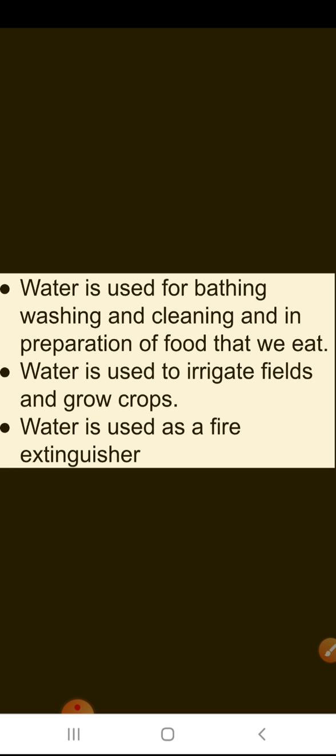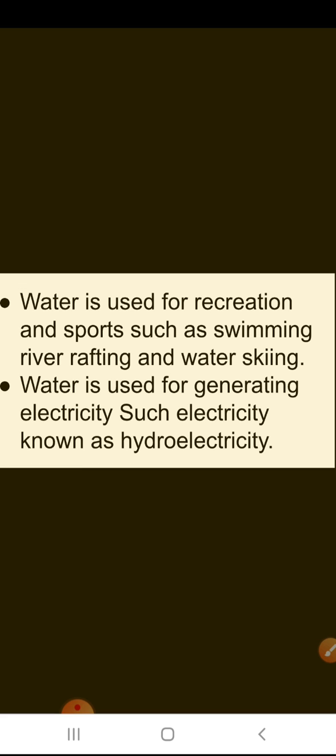So these are the uses of water, and there are many more uses. What are the other uses of water? It is used in factories. It is responsible for transporting nutrients in the body, and for carrying out body functions such as digestion. It is used to eliminate unwanted waste from the body, and it is used for germination. There are so many uses of water, so you can write them.